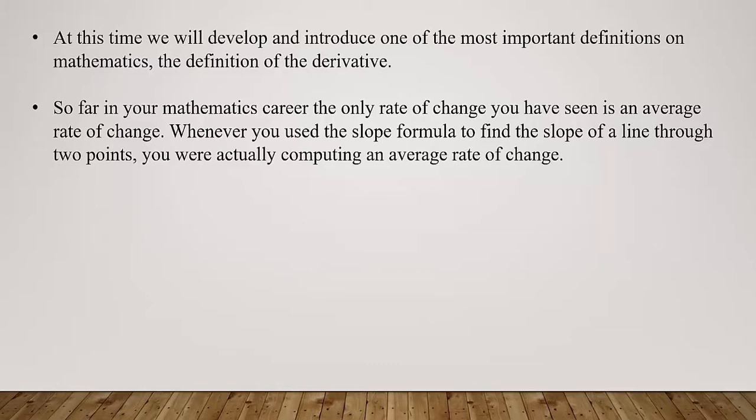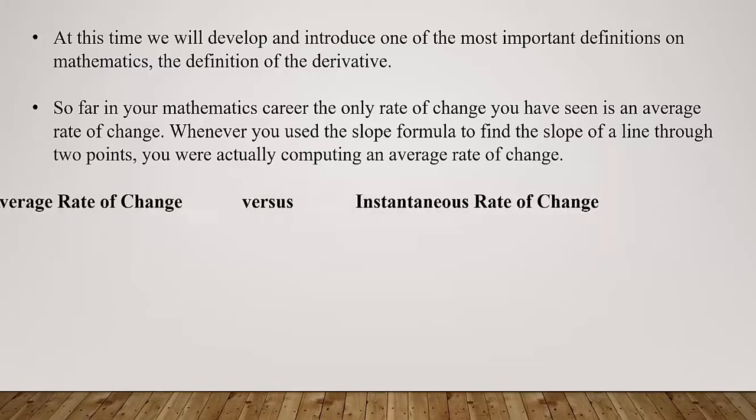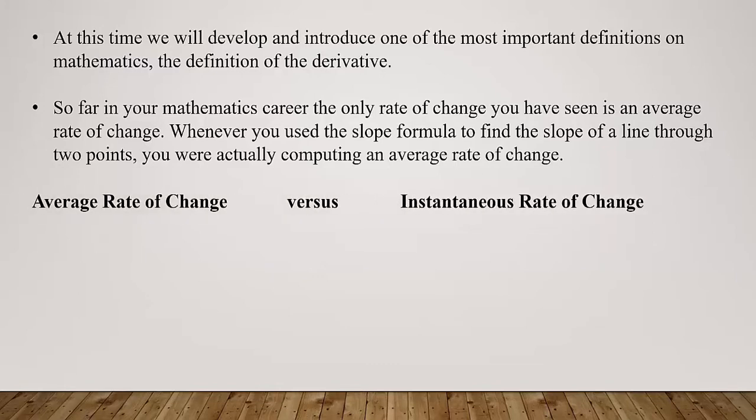In other words, whenever you use the slope formula to find the slope of a line through 2 points, that was actually computing an average rate of change. So hopefully you heard that way back when you first learned the slope formula and you were computing the slope of a line through 2 points. I just want to do a very brief comparing and contrasting of an average rate of change, something you already know, versus what's called an instantaneous rate of change.